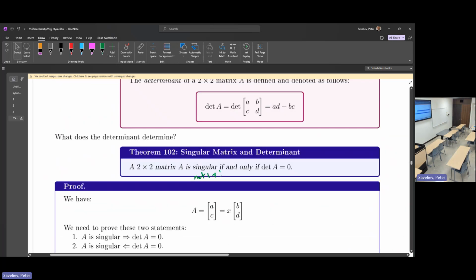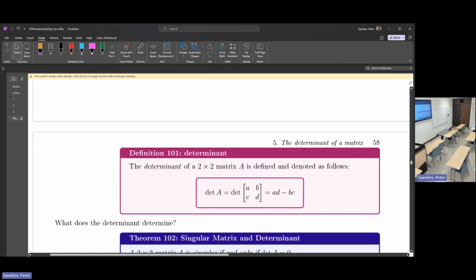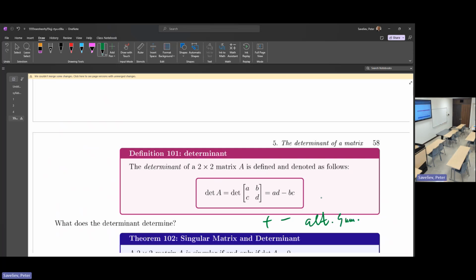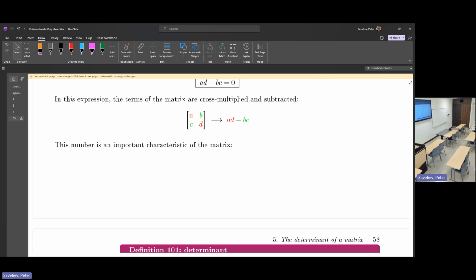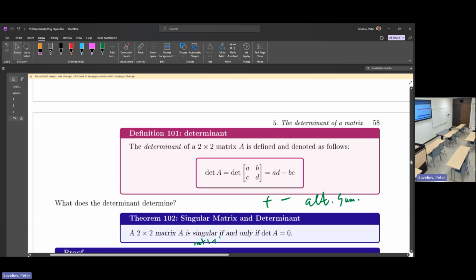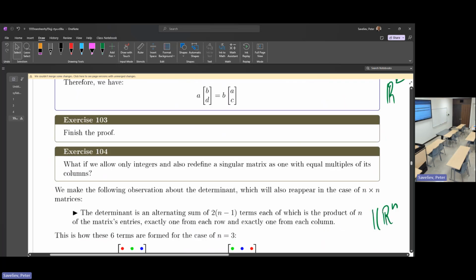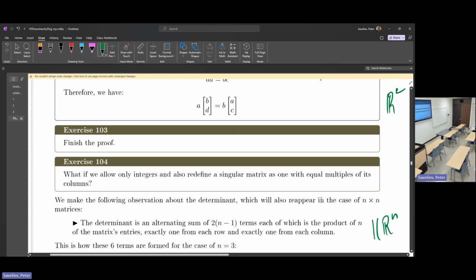So if you look here, what's the alternation? Alternation is plus and minus. That's what we mean by an alternating sum. Secondly, AD and minus BC, what are they? Once again they are products that take one from each row and one from each column. The two ways to do it, one from each row and one from each column, are AD and BC. There are only two ways to do it.